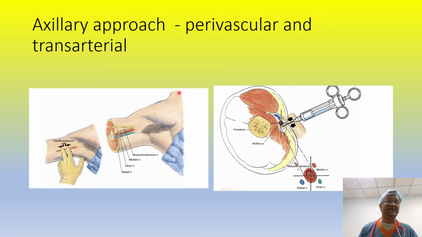If you come to axillary, we palpate the pulse and put the needle above and below it, and just pierce the sheath. Go through one side and the needle comes out the other side. When it's inside the sheath, give 25 ml or so. You can also pierce the artery, go beyond that, give some 7 or 8 ml, come above, and then give another 10-15 ml. That is what is called the transarterial approach.